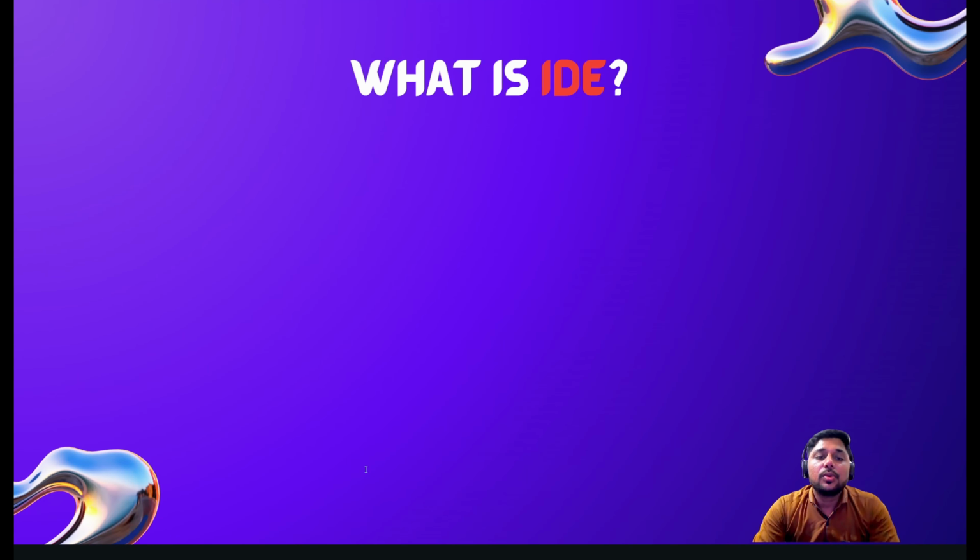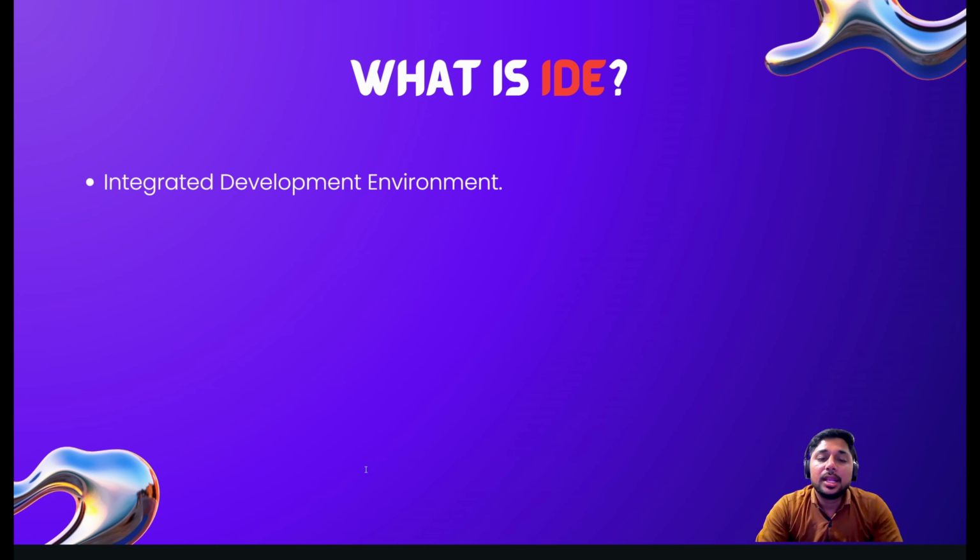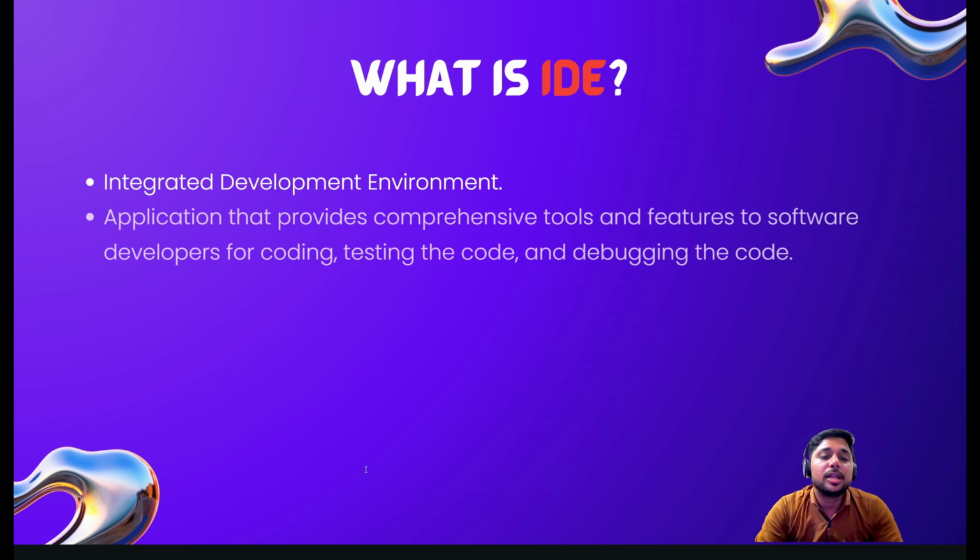So the first thing you need to learn when learning Python is to learn about IDE. So IDE is basically a place where software developers write their code. Okay. So IDE stands for Integrated Development Environment. And basically it is a software application that provides comprehensive tools and features to us as software developers for coding, to write the code, testing that code, and debugging that code. Debugging is basically a process of finding errors in code and resolving them.